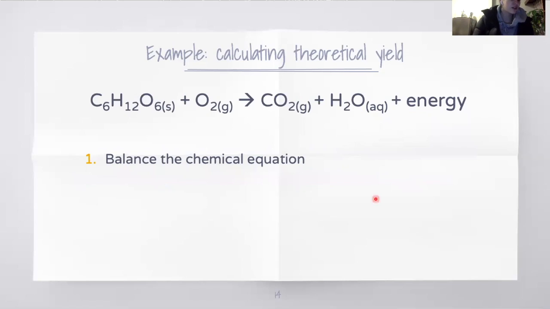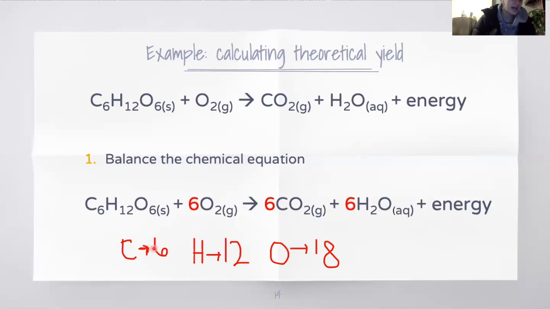The first step to solving this is to balance the equation. When looking at the equation, we can see that it is clearly not balanced. By adding a 6 in front of the oxygen, a 6 in front of the carbon dioxide, and a 6 in front of the water, we can now see that we have 6 carbons, 12 hydrogens, and 18 oxygens on each side. The equation is now balanced.